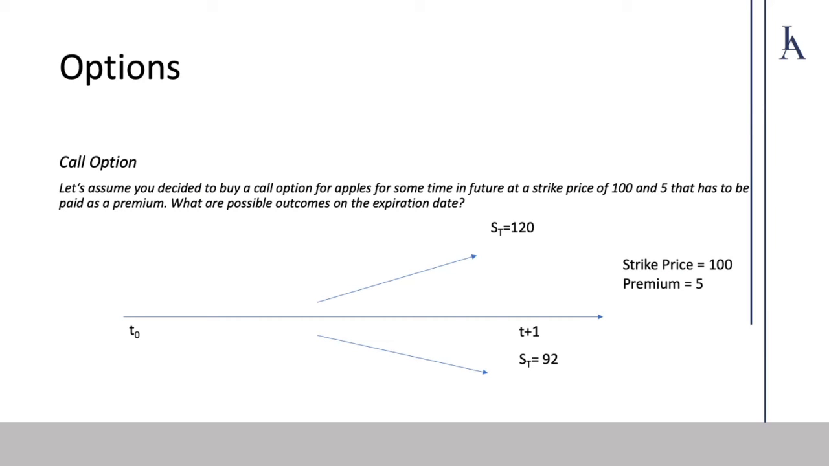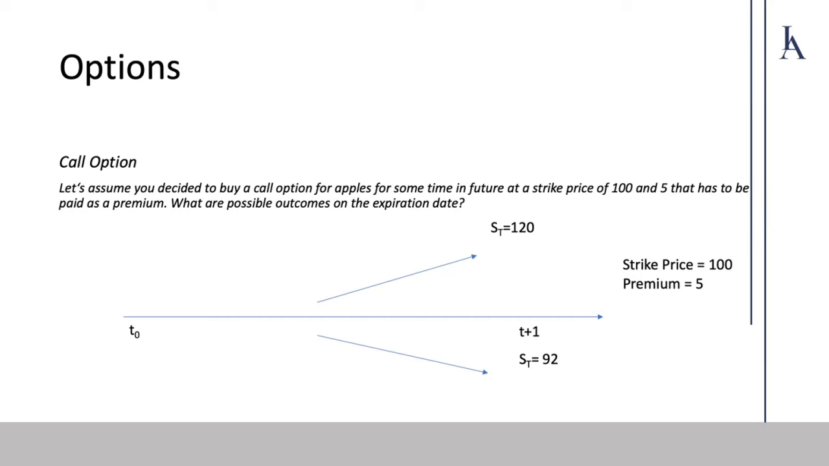Let's decide that you want to buy a call option. That means that in future, you will have an option to buy apples at a certain price. You are shorting them now, and you want to acquire them. You enter an option contract, which has a strike price of 100 and 5 that you have to pay as premium.